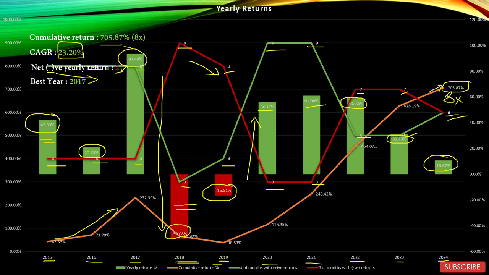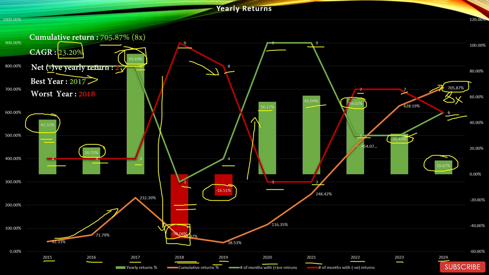Best year was 2017 with 93.49% returns. So clearly the best year in the last 10 years for the sector. And the worst was 2018, again clearly the worst with minus 50.08%. And as I said, this is the first sector that I have seen which has given negative 50% return in any single year. And I am almost through with all the sectors in the entire Indian stock market.